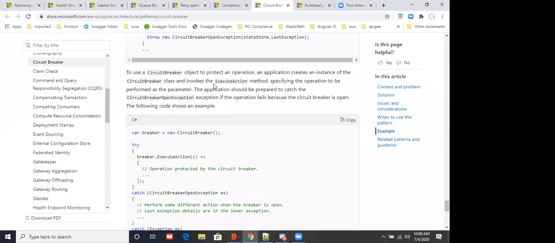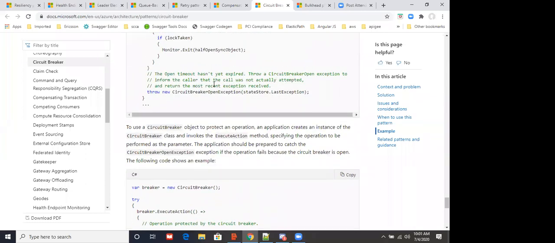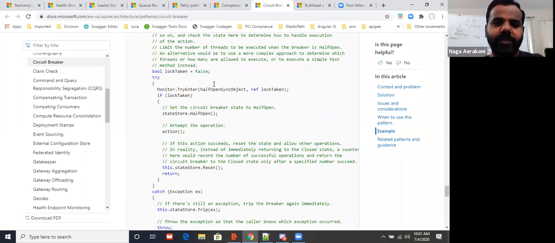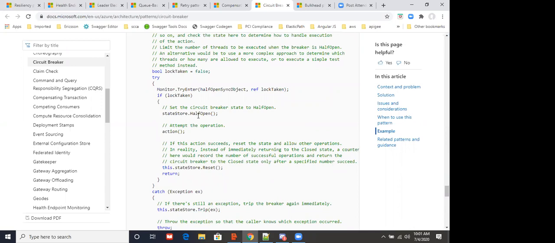So Naga, what would be your suggestion? Should we implement this circuit breaker pattern and write the code as shown ourselves, or use libraries and other frameworks for it? Yeah, even if you use a library, you need to manage this state, and you need to manage the configuration, and you need to control this flow, right?